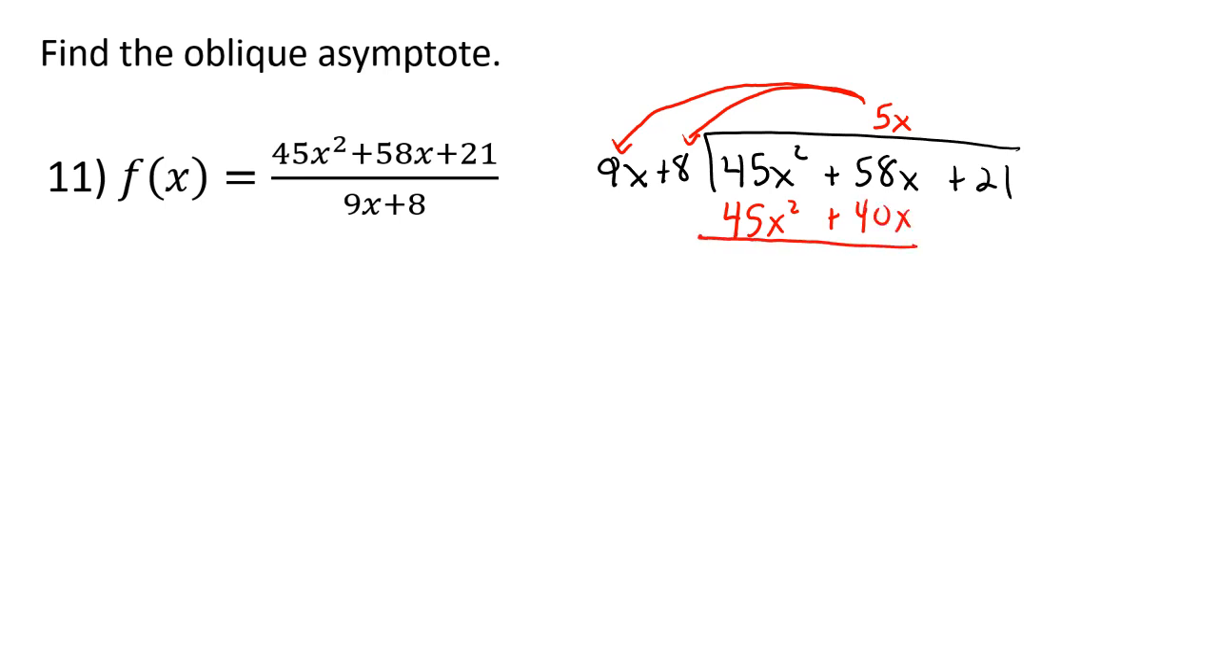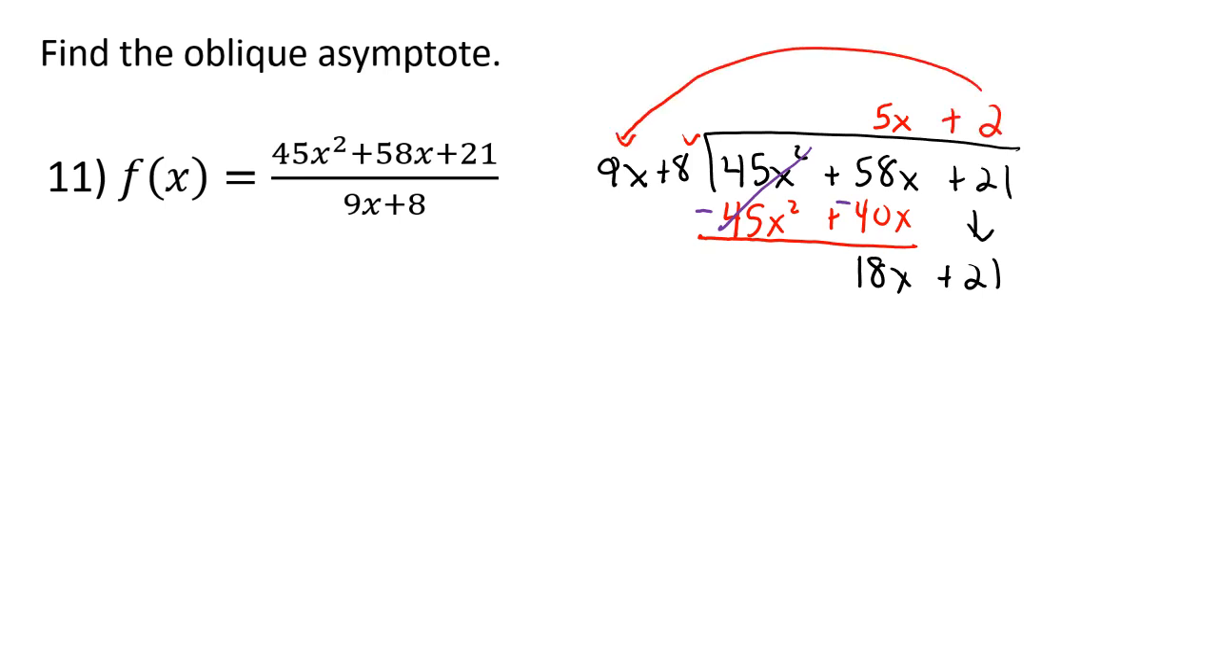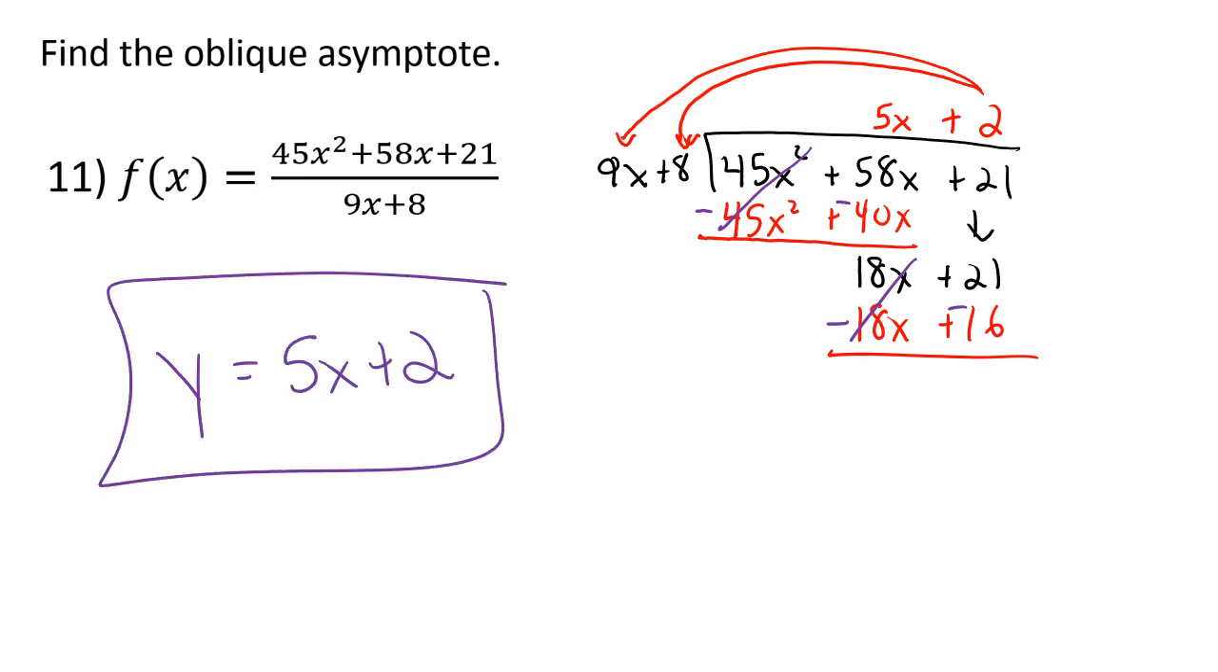Draw your line, switch your signs. You're going to get 18x, drop down the 21, and we kind of go through the process again. We're asking the question, what times 9x would give us 18x? That would be 2. 2 times 9x is 18x. 2 times 8 is 16. Draw your line, switch your signs. It doesn't really matter what happens after this because the problem has ended, and what's on top, the 5x plus 2, is your oblique asymptote.